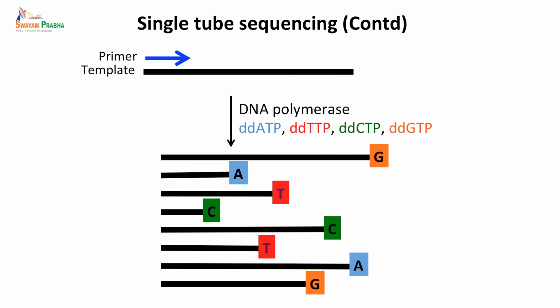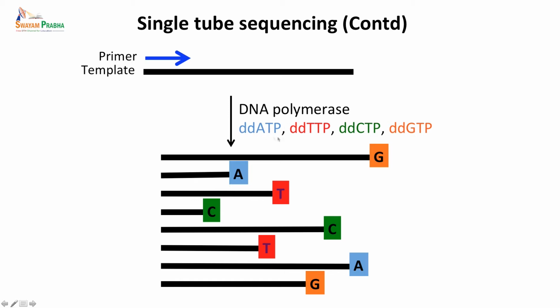So let's see how this actually works. If this is the template and a regular primer, the primer's 5' end will be here, 3' here. The template 3' and 5' here, because the primer will extend in the 5' to 3' direction. So a complement of this strand will be synthesized.